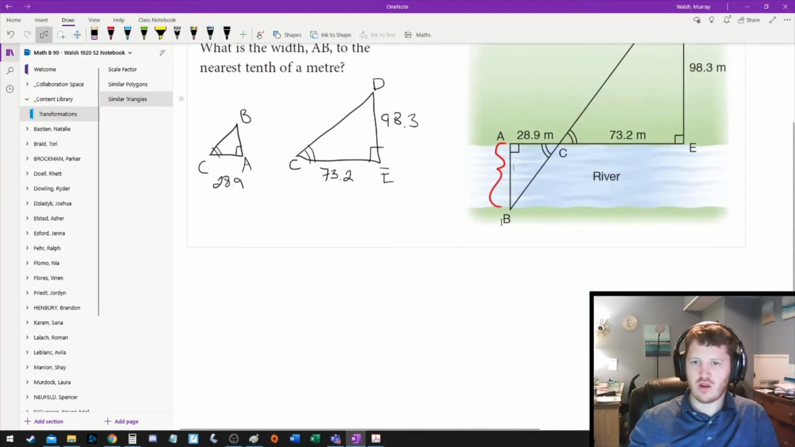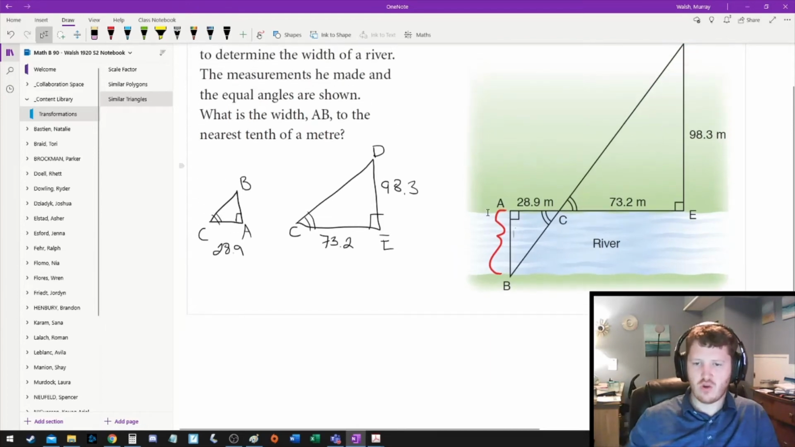The reason we want to pair up corresponding sides is we want to find this length right here. So I'm actually going to label this length with a question mark so we can keep track of what we're looking for. To solve these problems, we can find the scale factor first. I'll show this method first, and then I will quickly show solving it by proportions as well. Scale factor is comparing corresponding sides.